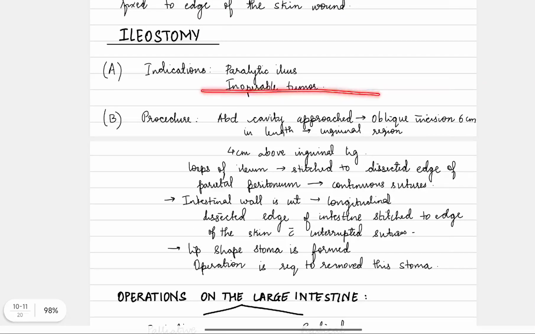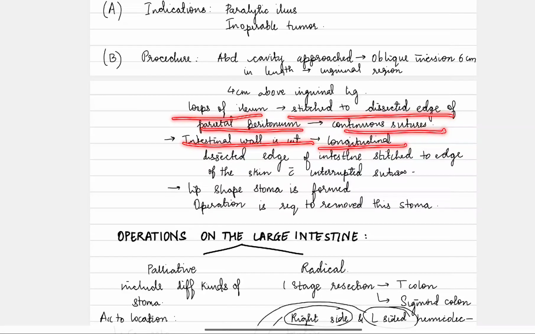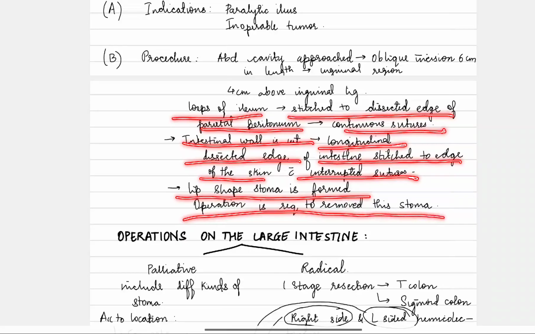Ileostomy. It is done in paralytic ileus or inoperable tumor. The abdominal cavity is approached. An oblique incision is made 6 cm in length near the inguinal region, which is 4 cm above the inguinal ligament. A loop of the ileum is stitched to the dissected edge of the parietal peritoneum with continuous suture. The intestinal wall is cut longitudinally. The dissected edge of the intestine is stitched to the edge of the skin with interrupted suture. A lip-shaped stoma is formed and an operation is required to remove this stoma.